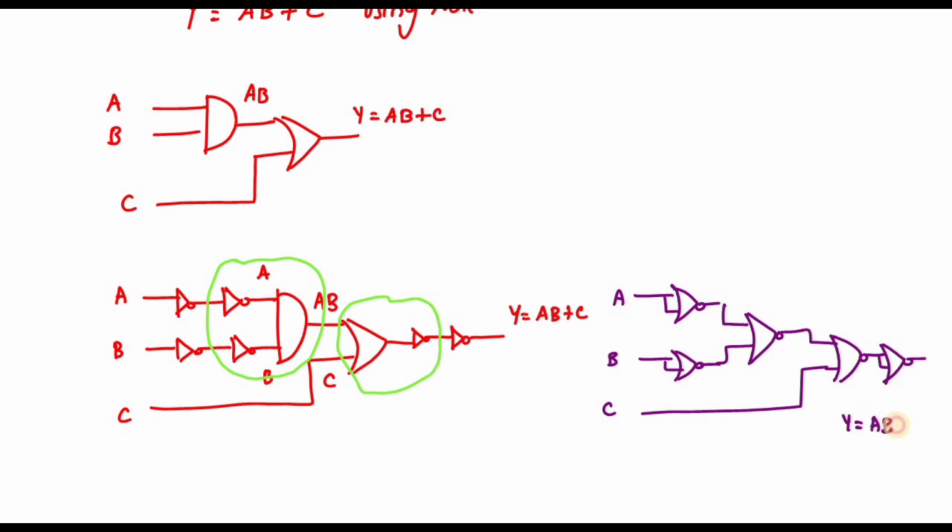So you can verify it. This is A bar, B bar, and this is nothing but (A bar plus B bar) the whole bar, right? This is C. So this is nothing but A dot B, right? A dot B. So this is nothing but (AB plus C) the whole bar. So this is equal to AB plus C. So this is how we have to implement.